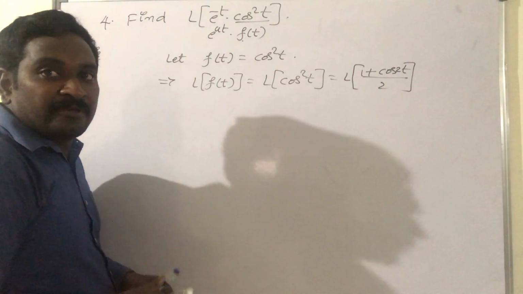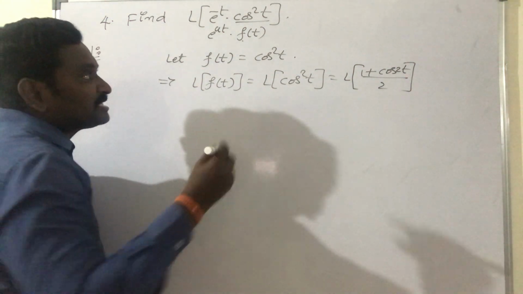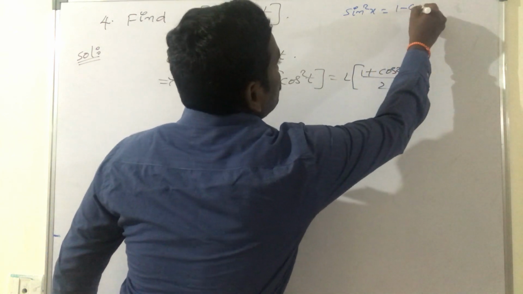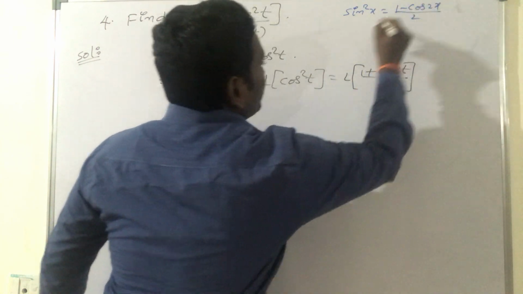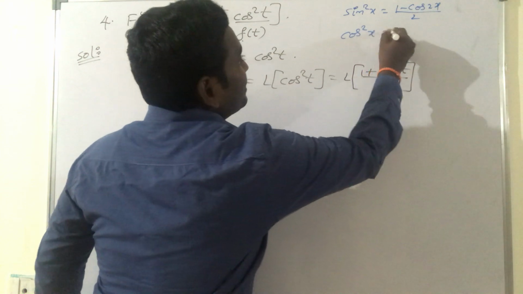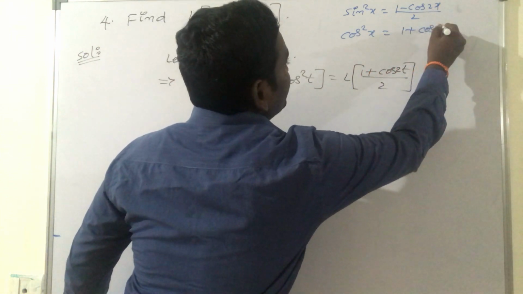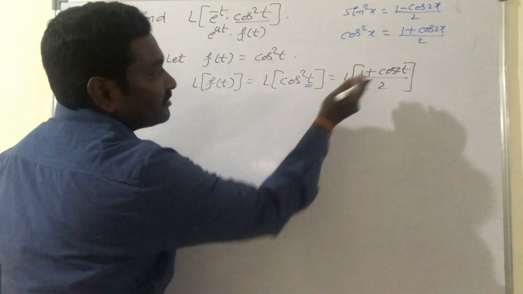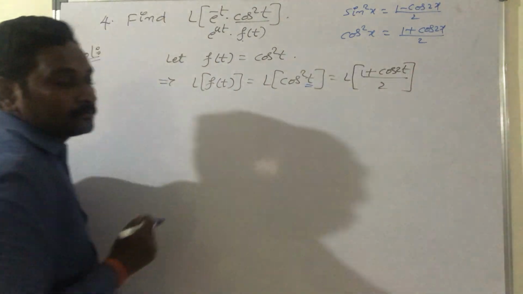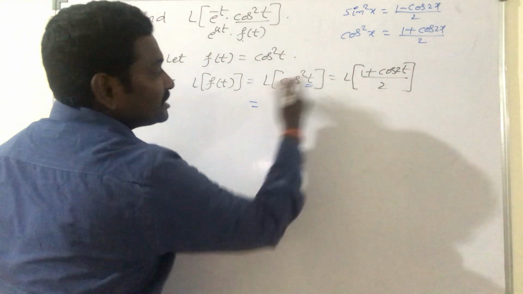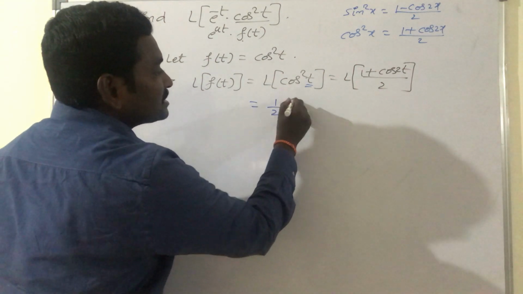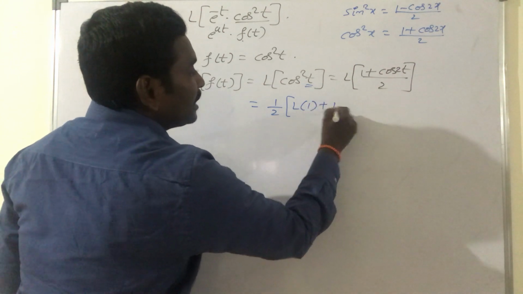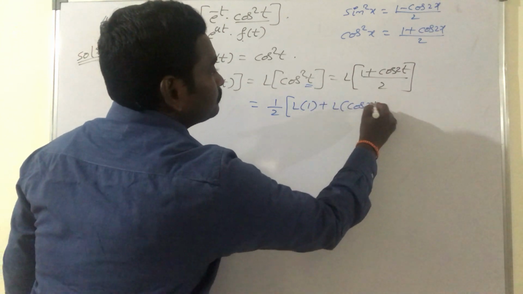Already I told in the previous sessions, if there is sin square x, replace it by (1 minus cos 2x) by 2. If there is cos square x, replace it by (1 plus cos 2x) by 2. But here the variable is t, that's why write in terms of t here. Now 1 by 2 is the constant term. Take it outside the Laplace and take the Laplace inside. You will get L of 1 plus L of cos 2t.